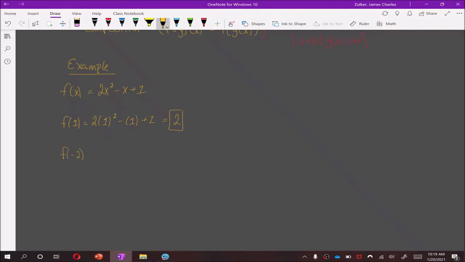f of negative 2, we do the same thing. Everywhere there's an x, we're putting in negative 2 instead. We get 8 plus 2 plus 1, and so we get 11. f of a will be 2a squared minus a plus 1. There's no further simplification we can do there.